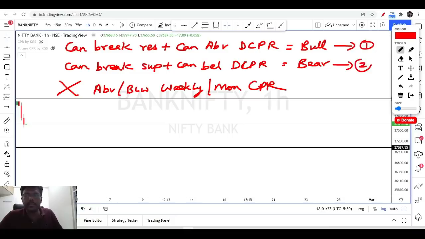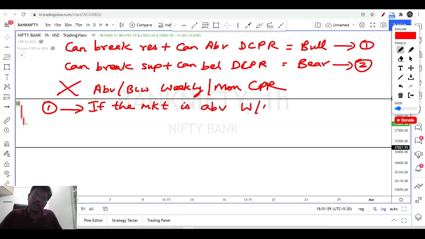Let me take this as the second condition. It is not necessary to see above or below weekly and monthly CPR, but when the first condition happens, when the bulls are taking control and when the resistance is broken, when the candles are above daily CPR, at that time, if the market is above weekly or monthly CPR, then it is an added advantage. So it is a high probable long position.